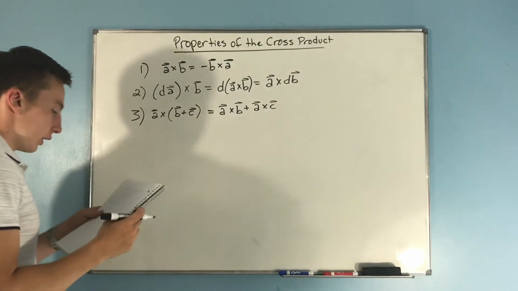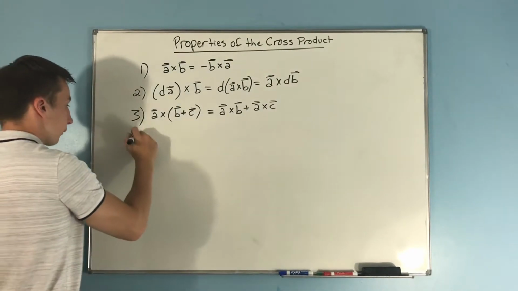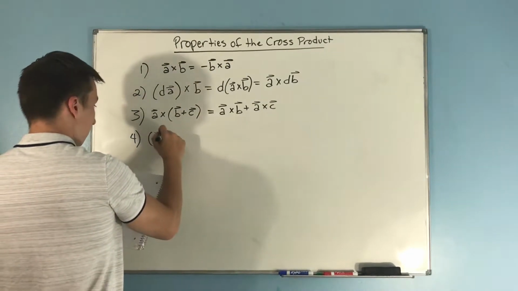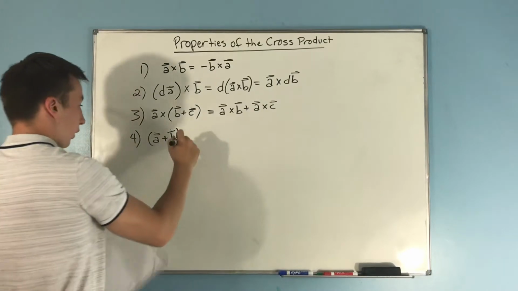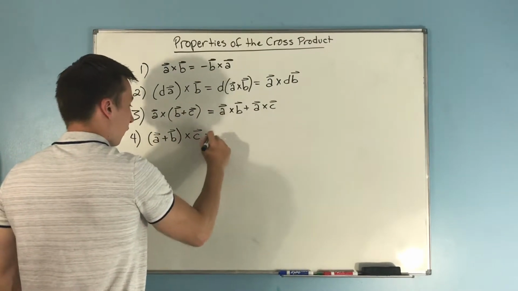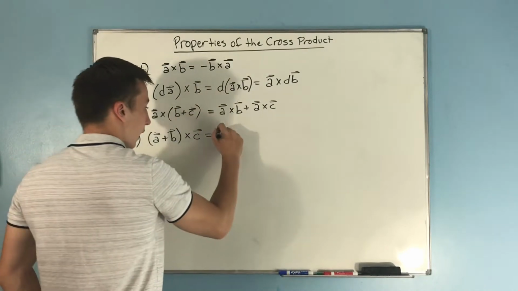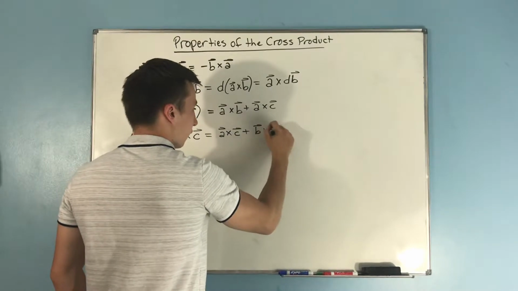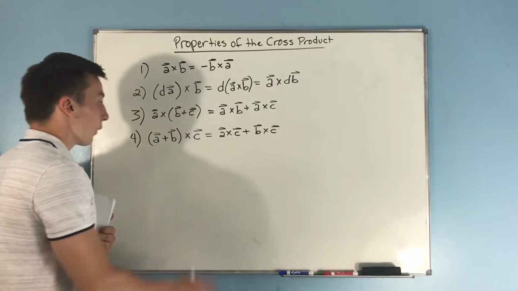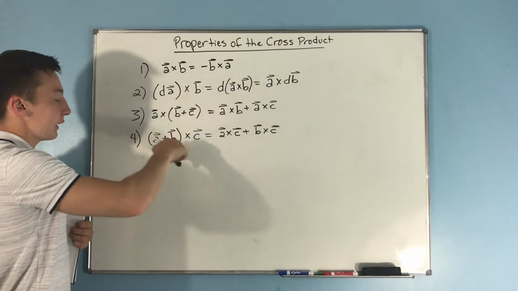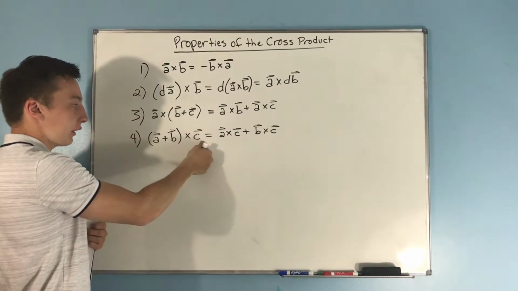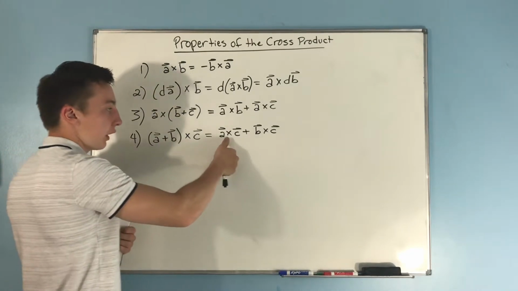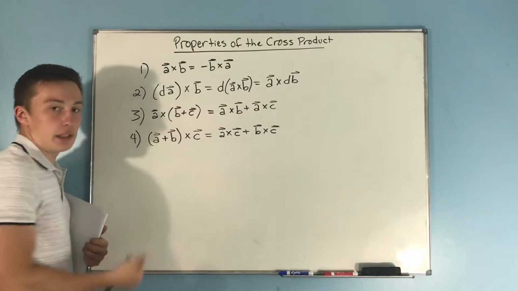Okay, so for our fourth property, we have vector A plus vector B, and we're going to cross vector C. This is equal to A cross C plus B cross C. So basically what this is saying versus what 3 is saying is that if you're doing cross and your singular vector is second, you can still distribute. Just now your second vector in the cross needs to be that C.